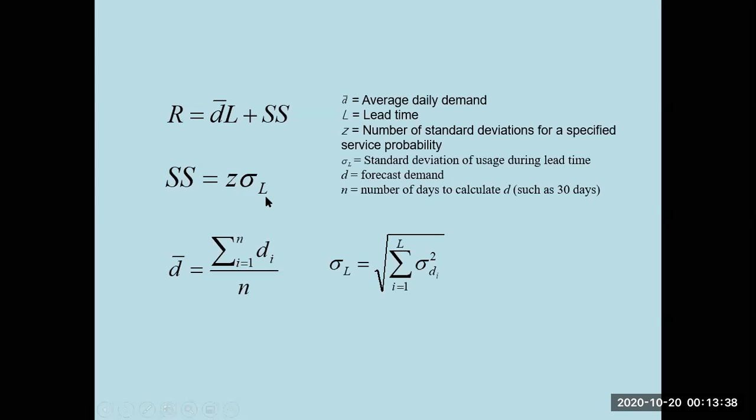Then the standard deviation during lead time equals the square root of the sum from 1 to L, the lead time, of the standard deviation squared, that is, the variance.